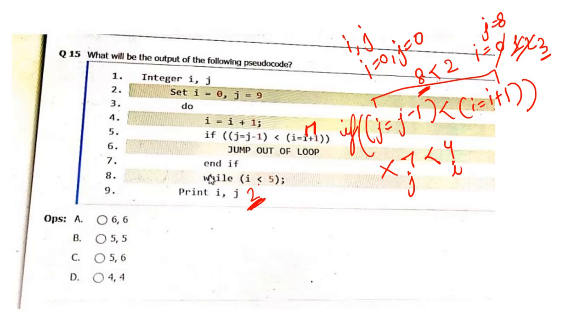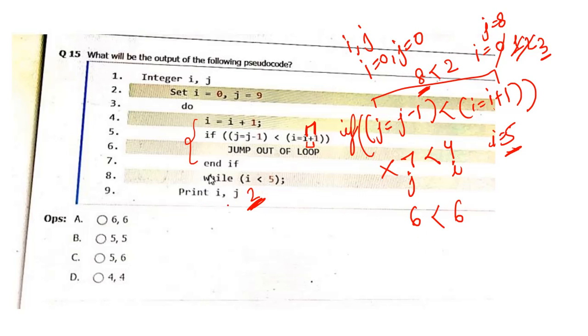Again we'll be checking while i less than 5. What is the value of i? 4. 4 less than 5, the condition is still true. So we will move into the do part itself. Now we are updating i to i plus 1, so i is going to be 5 now. Again we are checking this if condition, j equal to j minus 1. So the j value will become 6 now. 6 less than i equal to i plus 1. What is the value of i? 5. After incrementing, that is going to be 6. 6 less than 6, is this condition true? No, right? So we'll be jumping out of the loop, because 6 less than 6 is false.